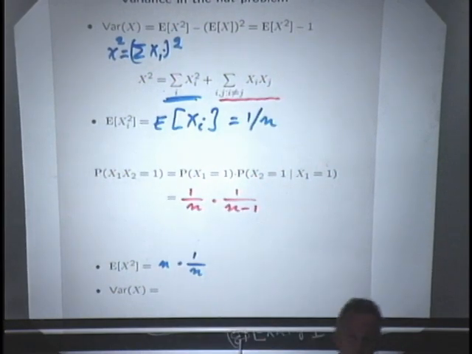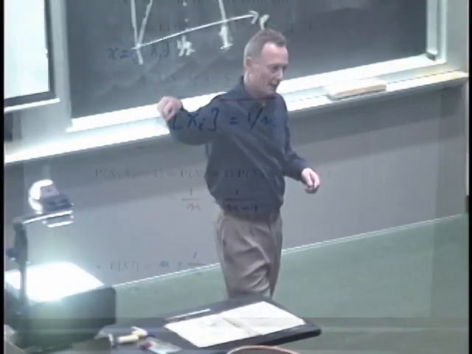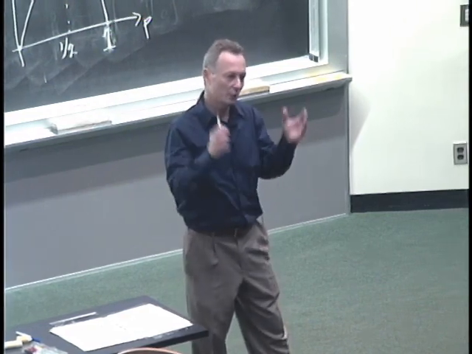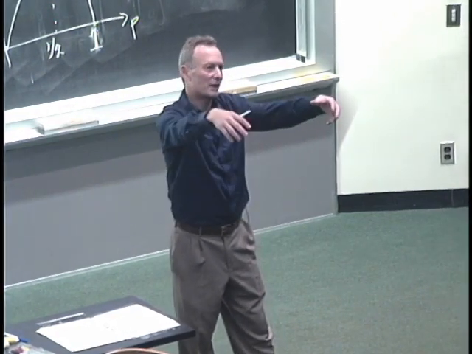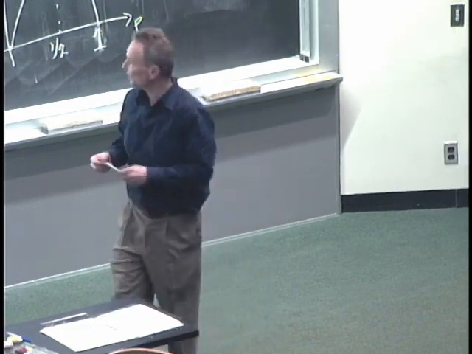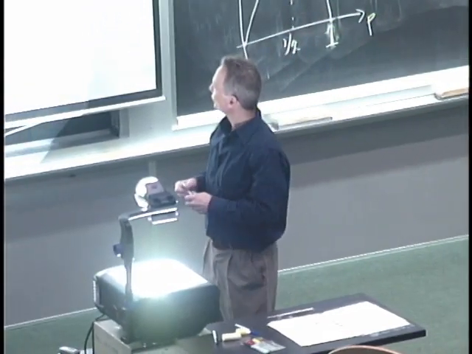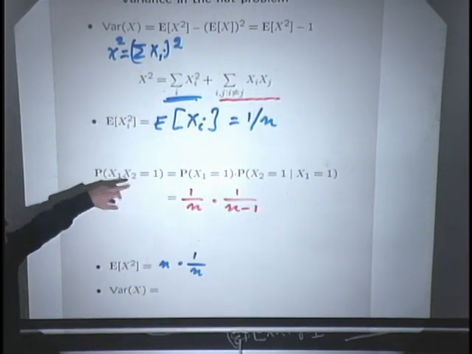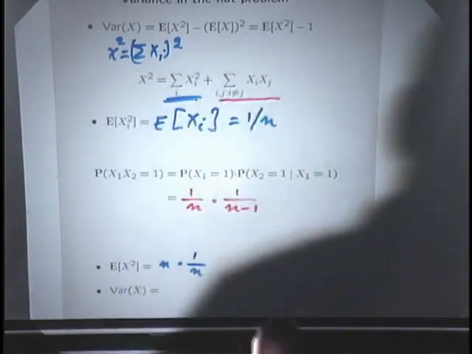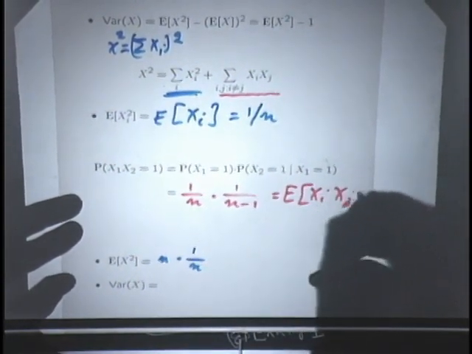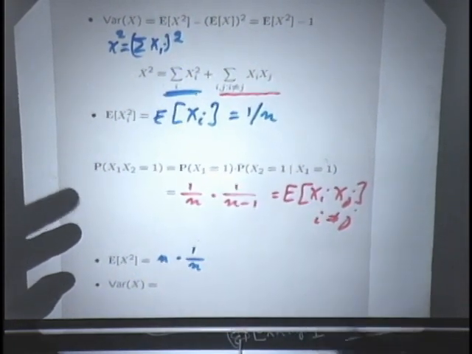So think of them as person 1 goes, picks a hat at random, it happens to be their own, and it leaves. You're left with n minus 1 people and their n minus 1 hats out there. Person 2 goes and picks a hat at random, with probability 1 over n minus 1 is going to pick his own hat. So the expected value now of this random variable is again that same number, because this is a 0, 1 random variable. So this is the same as the expected value of xi xj when i is different than j.